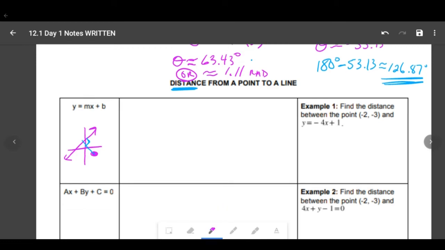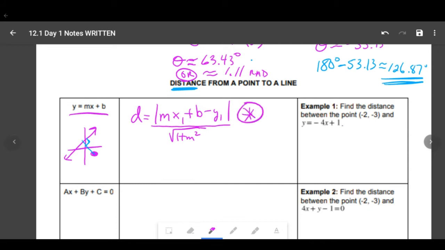And what it comes out to be is that D is equal to the absolute value of m times x1 plus b minus y1, that's all absolute value, all over the square root of 1 plus m squared. Okay, so let's break that down here. If my equation is in slope-intercept form, I'm just going to use that distance formula. So make sure you highlight that, asterisk it, whatever you want to do, because we're going to come back to it. We're going to need that one.